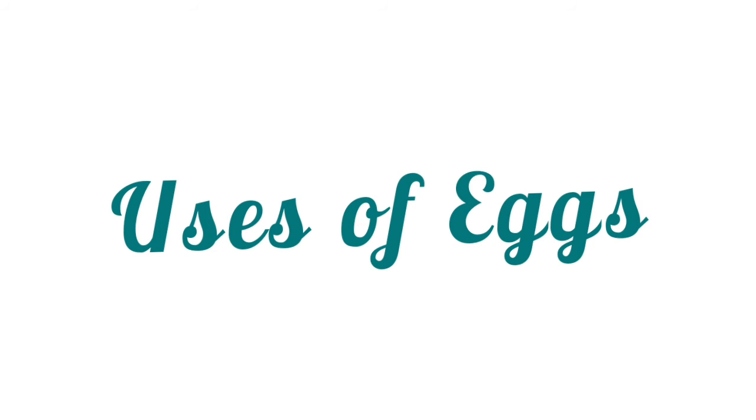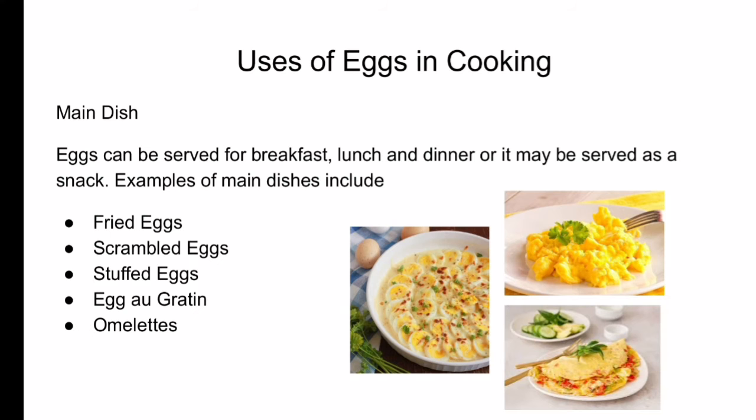Our next objective is to focus on some uses of eggs in cookery. Now, the first use of an egg is as a main dish. And eggs may be served for any meal, for breakfast, lunch, or dinner, and it may be served as a snack as well. Now, being used as a main dish means that egg is the primary focus or the primary ingredient, and some examples include fried eggs, scrambled eggs, deviled eggs, eggs au gratin, just to name a few.